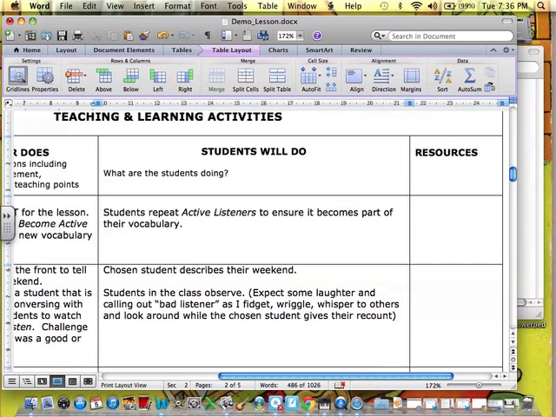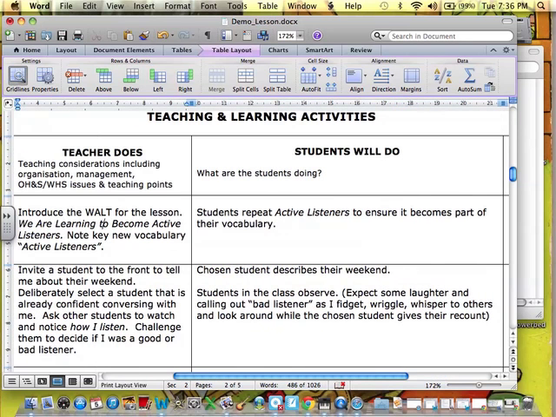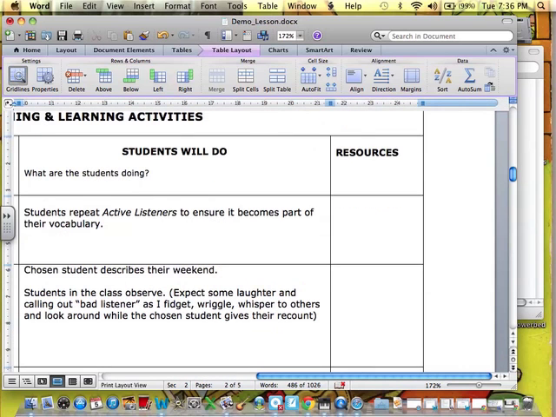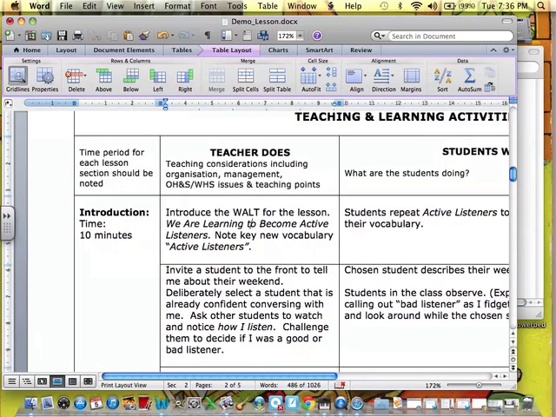Over here, what the students will do, this will require thought. Students aren't just passively sitting there taking it in. You will have to have active. Finally, the resources, which I haven't filled in. I'm just going to tell you the sort of things that you'll put in there.